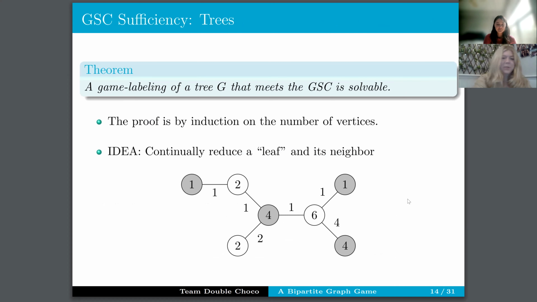Okay, so we have proven that the generalized sum condition is sufficient for trees. The idea of this proof is by induction on the number of vertices. So we want to start with the leaves on the outside and reduce what those labels on those leaves are and work inwards. A result from this is that we have also proved it for paths.